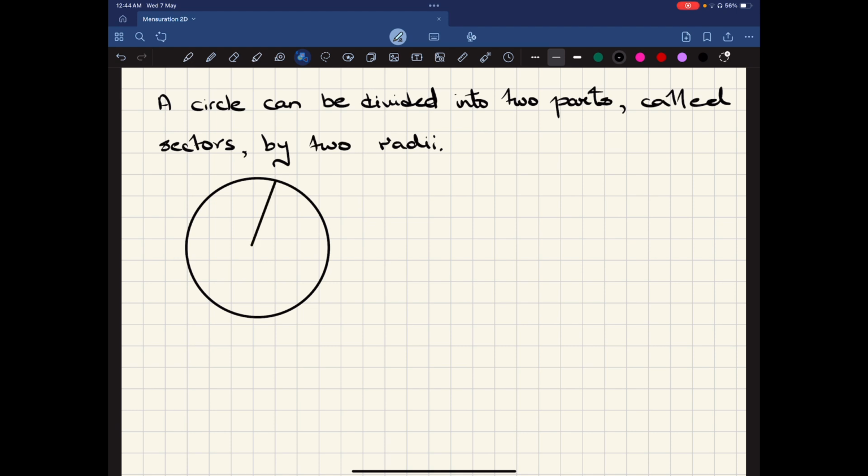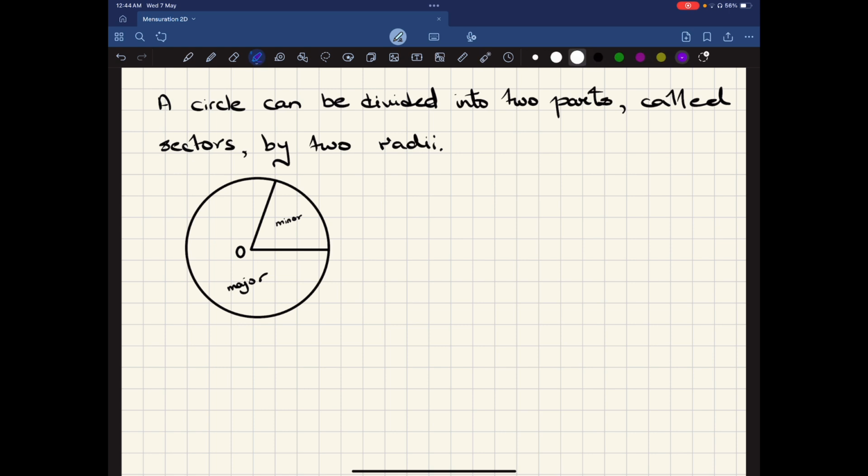So for example, let's make this the sector. So this is the minor sector and this is the major sector. Okay. Also, just a quick revision. What is this known as? This is known as the arc. Part of the circumference of a circle is known as arc. It is a curved line. Okay. So this is the minor arc and this is the major arc.